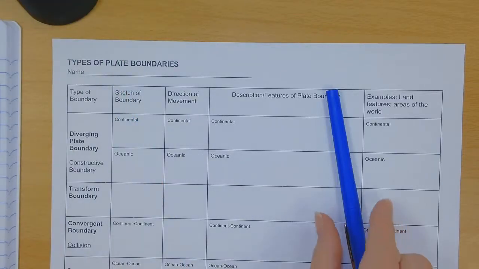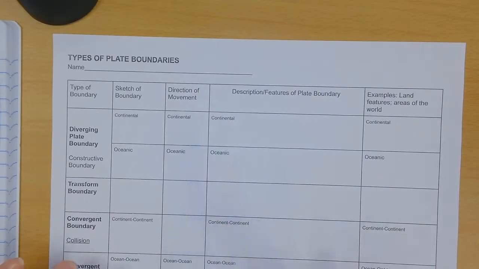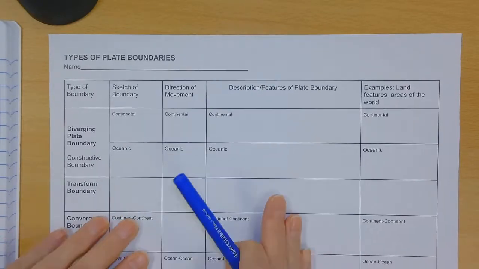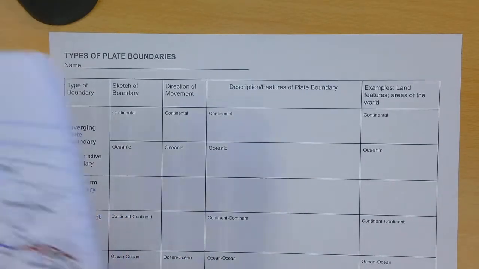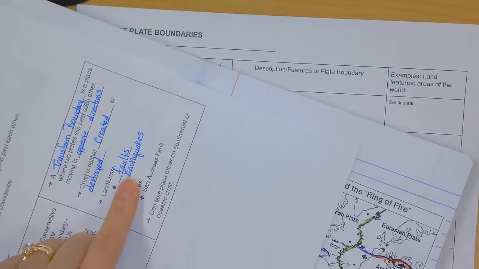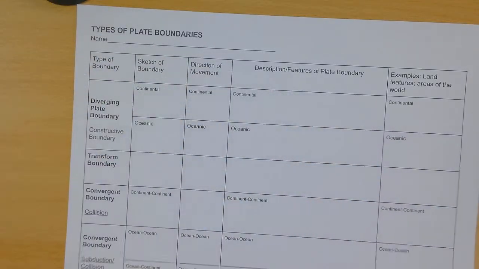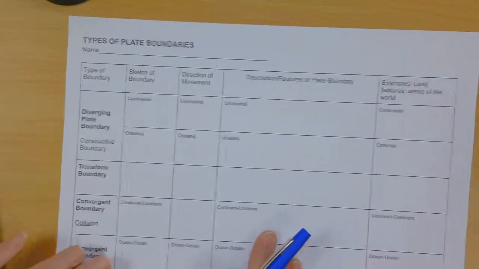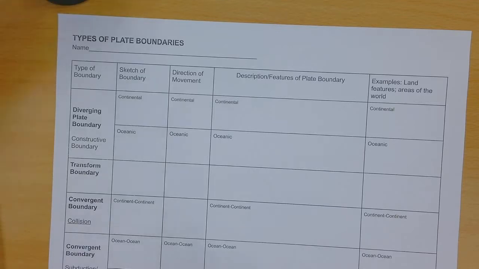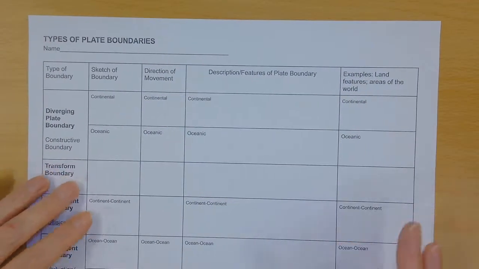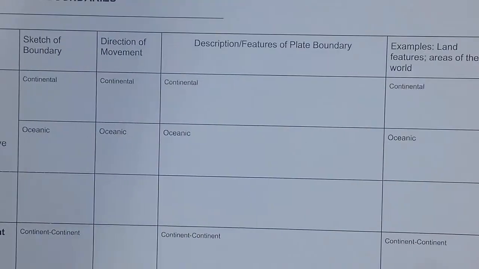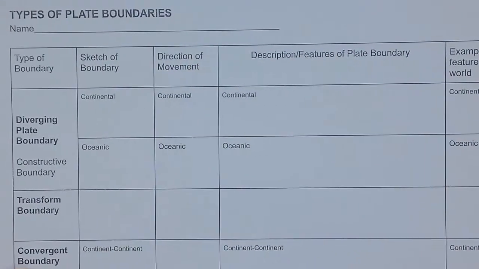I'm going to talk to you about how to complete this graphic organizer. So you need a graphic organizer, obviously. You're going to need your journal with your notes filled in. Those are the two things that you're going to need, and of course something to write with. I'm going to do the first one with you so you have an idea on how to do the rest of the graphic organizer.